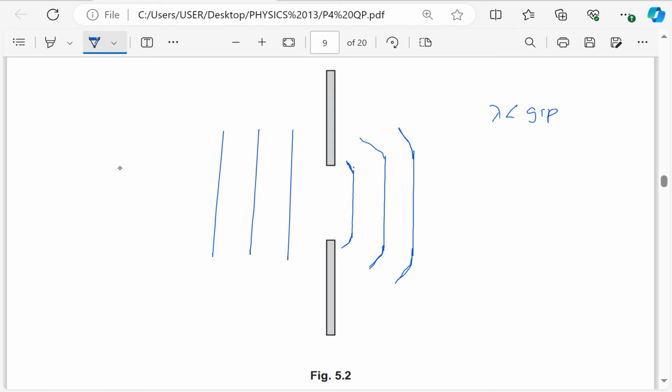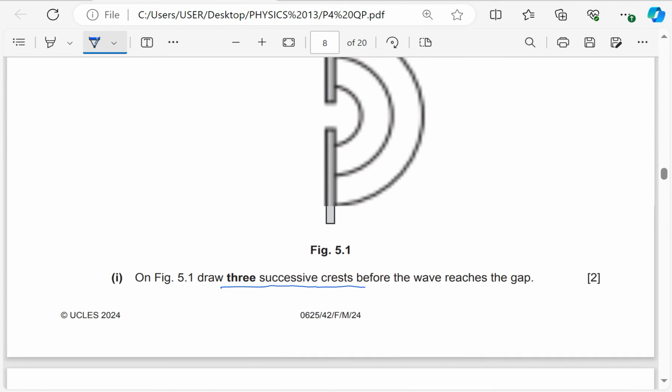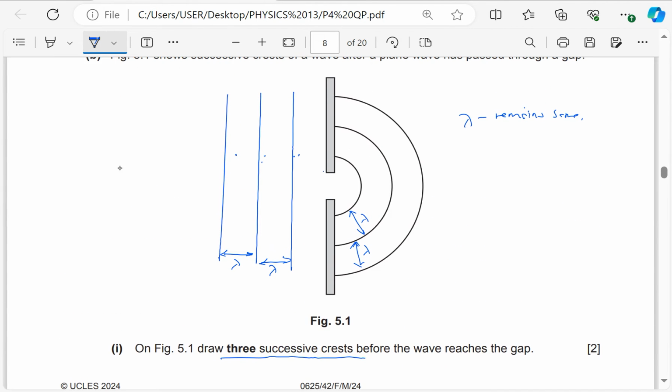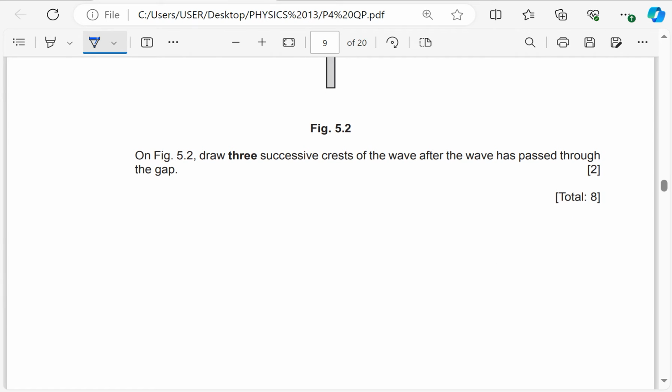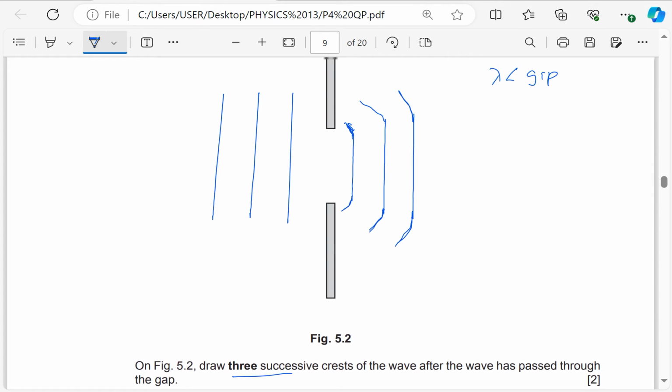Okay, so the diffraction would look like that. It's not as maximum as the one which we had seen previously, where the wavelength was the same as the size of the gap. Compare the first one, the diffraction is maximum, the bending is maximum, because the wavelength was approximately the same as the size of the gap. But here, the size of the gap is much bigger than the wavelength, so the diffraction is smaller. So that's why we have a straight part in the middle of each of these waves. Then on the figure, draw three successive crests of the wave after the wave has passed through the gap. So I've already done that.